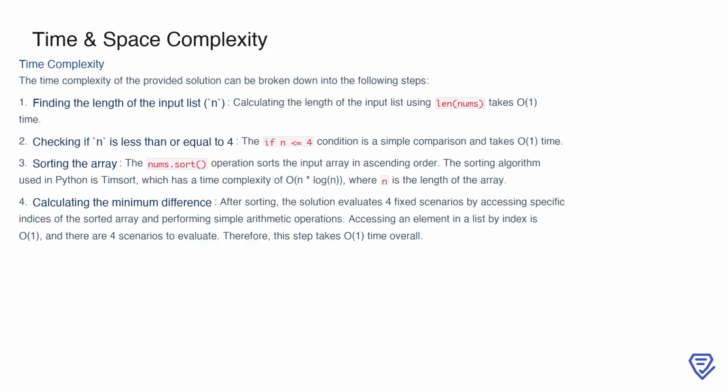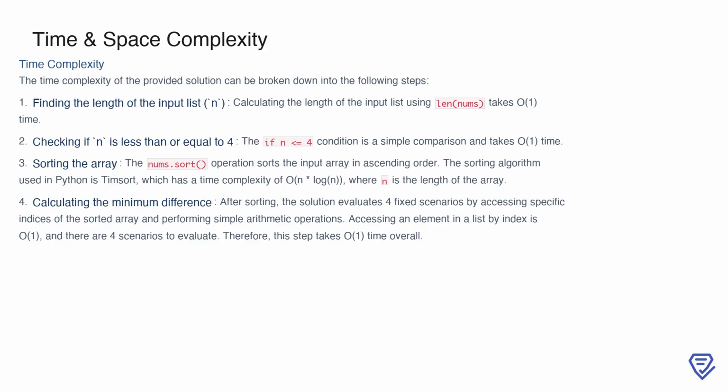Now, the most significant part of the solution is the sorting step, where we use Python's built-in sort method. This method is implemented using timsort, which has a time complexity of O(n log n), where n represents the size of the array. Finally, after sorting, we calculate the minimum difference by evaluating 4 fixed scenarios. This involves accessing specific indices of the sorted array and performing basic arithmetic operations. Since accessing an element by index is O(1), and we only evaluate 4 scenarios, this step takes O(1) time overall.